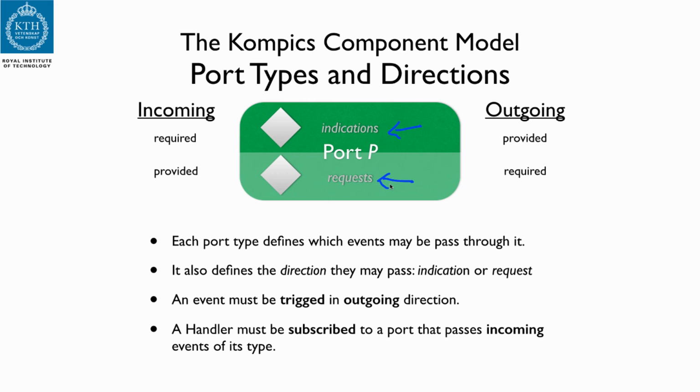You need to put a port on a component first so you can judge whether events will be incoming or outgoing. Let's say port P is in required position on a component. Then its indications will be incoming events, and its requests will be outgoing events. Conversely, if we have a port P in provided location on a component, that's on top in our model, then its requests will be incoming events, and its indications will be outgoing events.